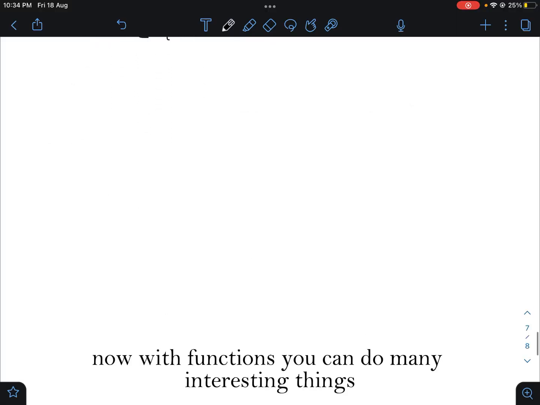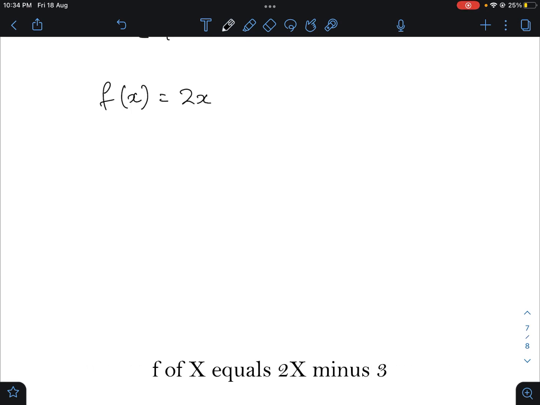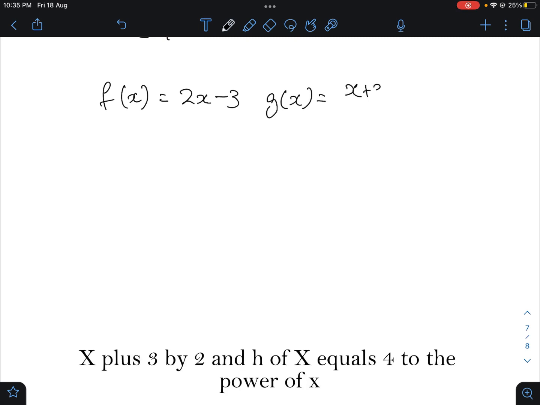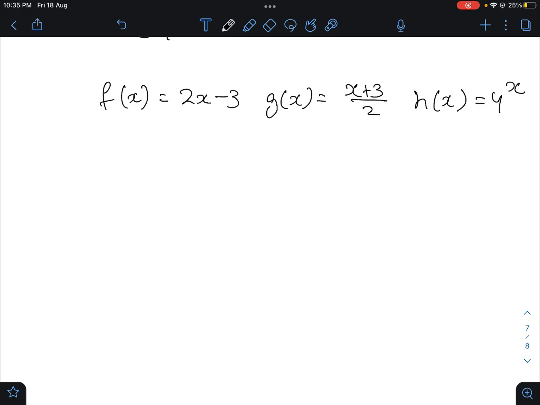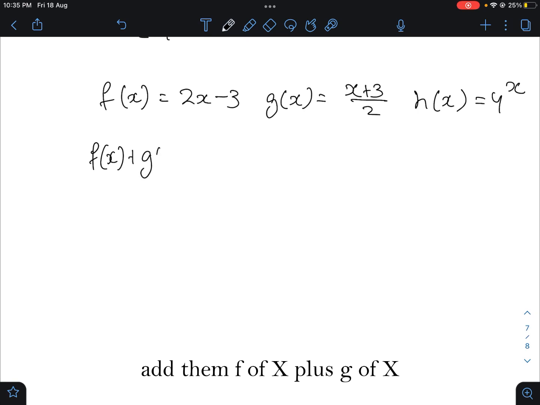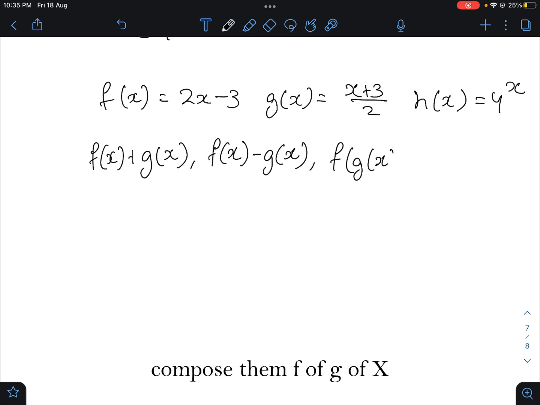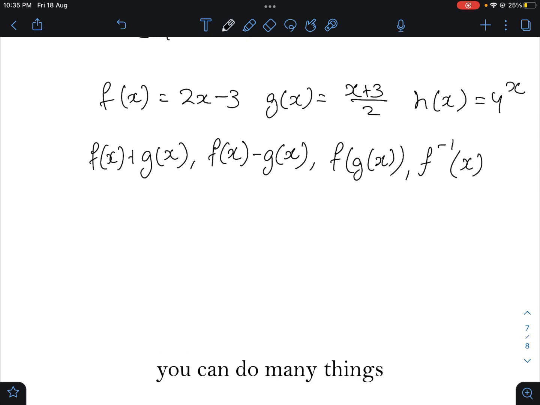Now with functions you can do many interesting things. We have three functions here: f of x equals 2x minus 3, g of x equals (x plus 3) by 2, and h of x equals 4 to the x. Now you can do many things with these functions. You can add them, f of x plus g of x. You can subtract them, f of x minus g of x. Compose them, f of g of x. You can find the inverse of a function, f inverse x. You can do many things. We will explore each of them briefly.